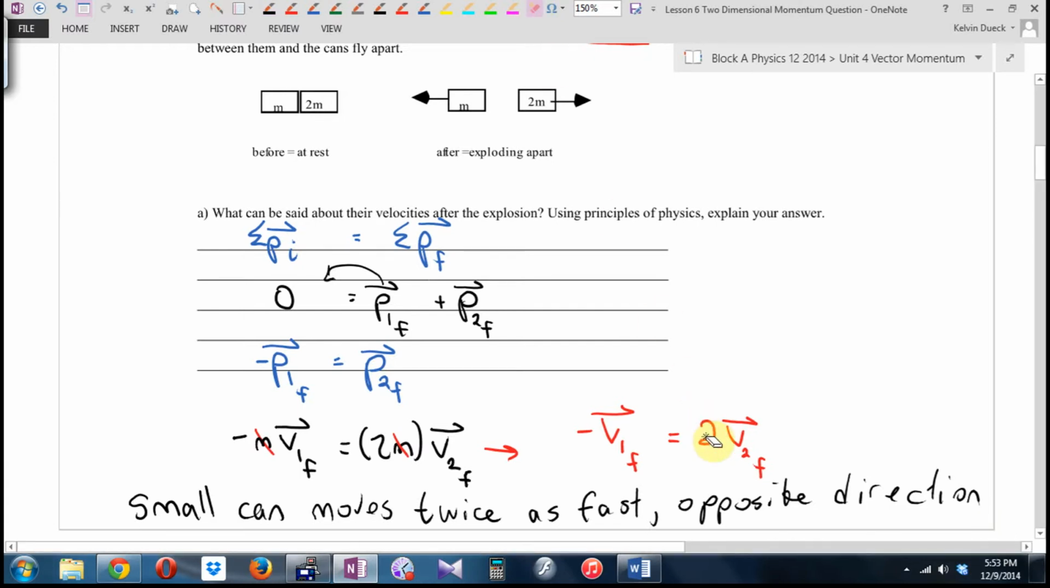Now this bug's going, wait a minute, isn't this saying this one's twice as big? No, no, no, read along with me. Opposite direction, the first can's velocity is twice as big as the second can's velocity. The smaller can moves off twice as fast.